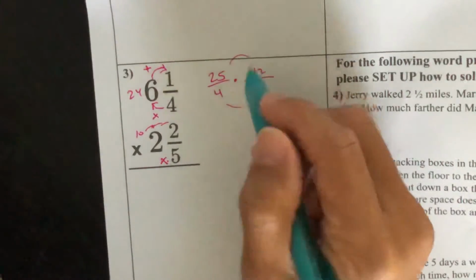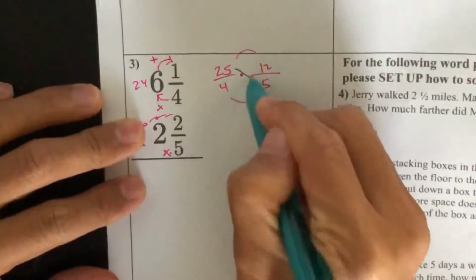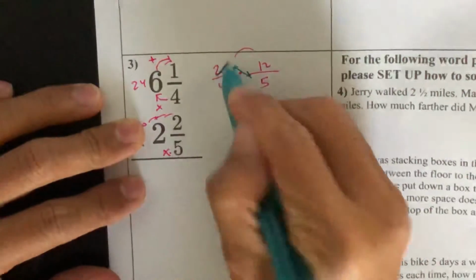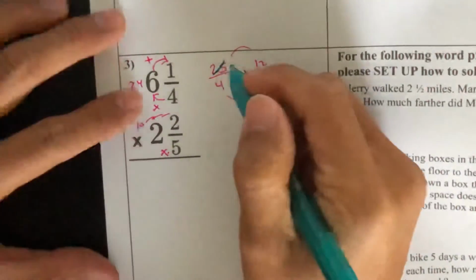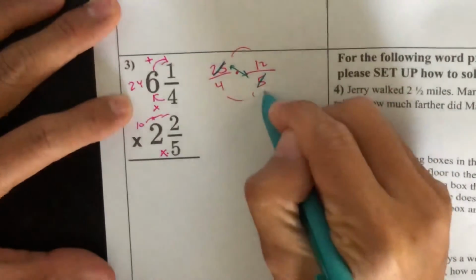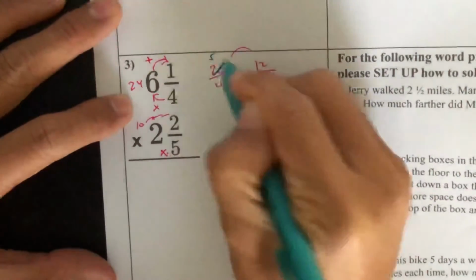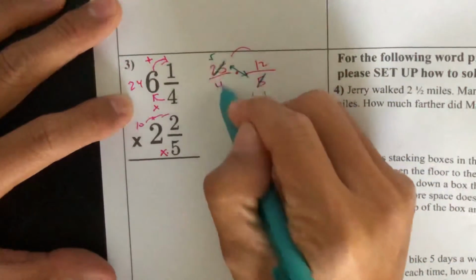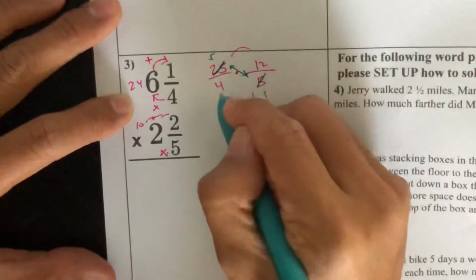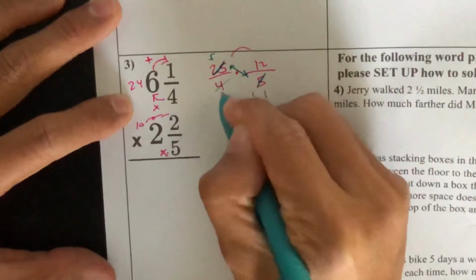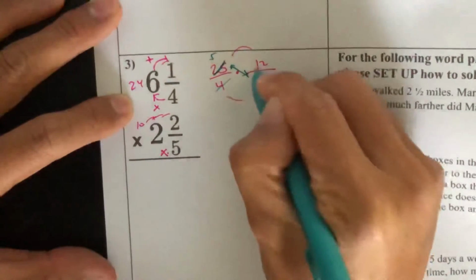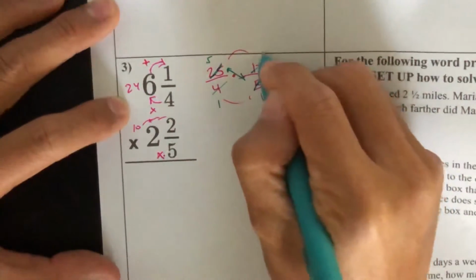25 and 4 can't be reduced, but 25 and 5 can be. So we cross that out because 5 goes into both of them. 5 goes into 5 once, 5 goes into 25 5 times. Now, 5 and 4, no. 4 and 12, yes. We can divide both of them by 4, so I'm crossing that out. 4 goes into 4 once, and it goes into 12 3 times.